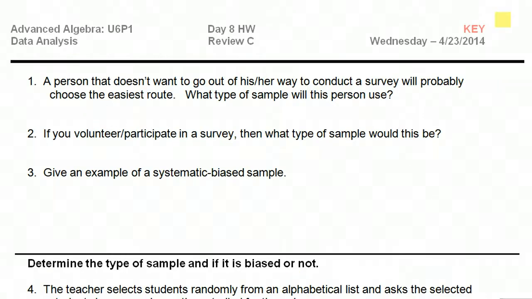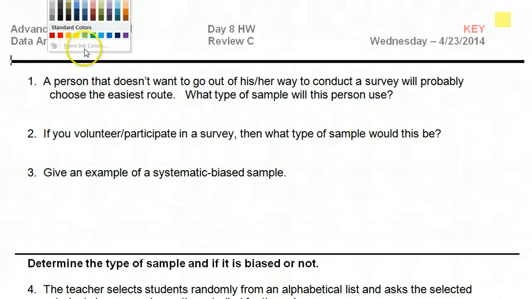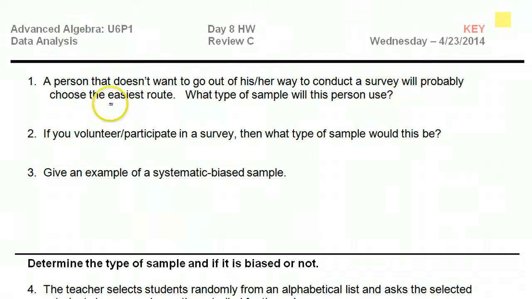Now, looking at problem number 1, a person that does not want to go out of his or her way to collect the data to conduct the survey will probably choose the easiest route. What type of sampling will this person use? That's convenience. If you volunteer to participate in a survey, then what type of sample would this be? Well, the word volunteer being right there kind of gives it away. Voluntary.